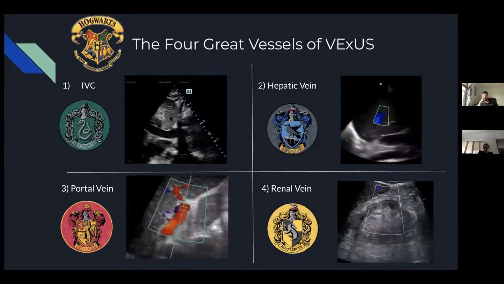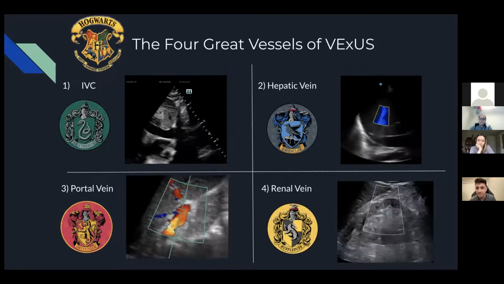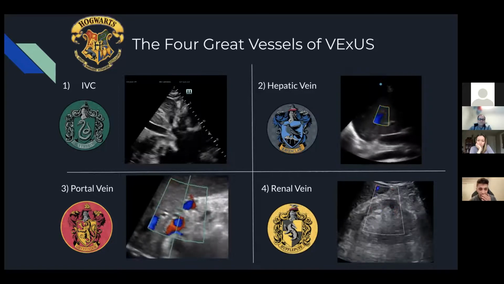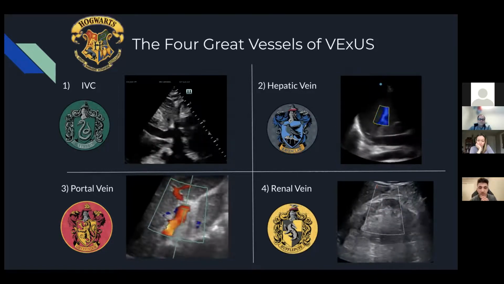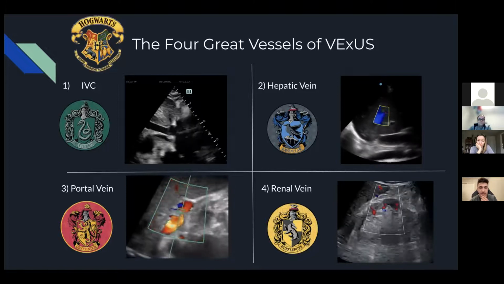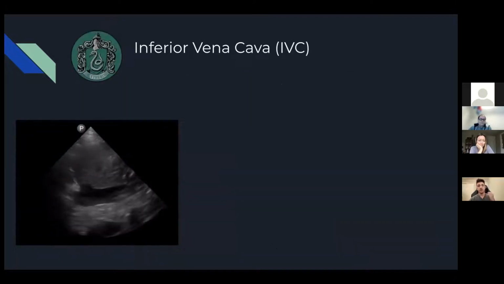Okay, so I actually had to replace a lot of these images here because of Mike's recent scan done yesterday that I'm going to hopefully showcase for this part. It's kind of some classic severe VExUS here. Okay, so these are the 4 vessels, the 4 great houses we have to think about. How do we actually go about assessing them?